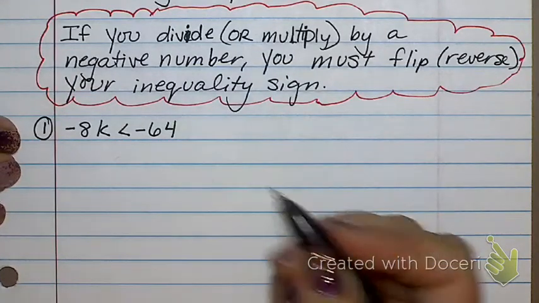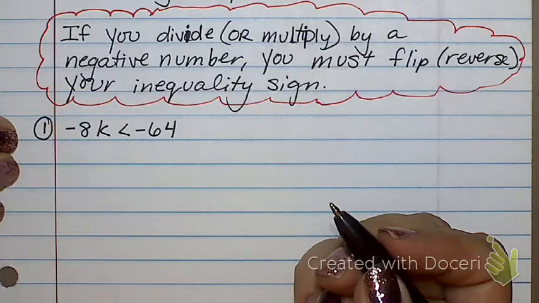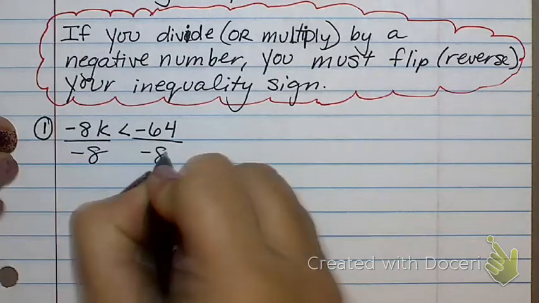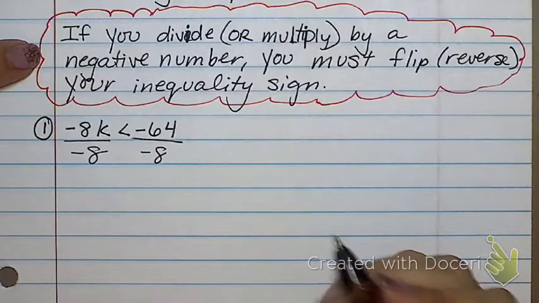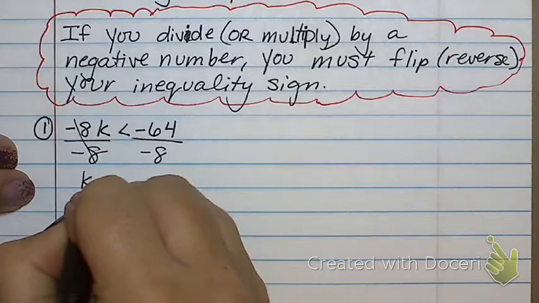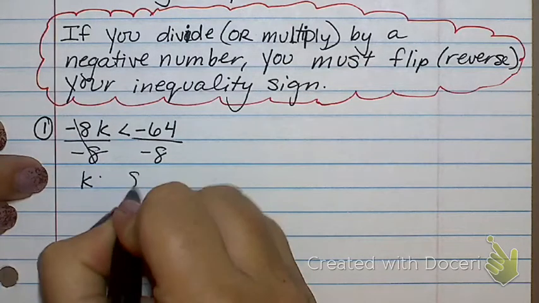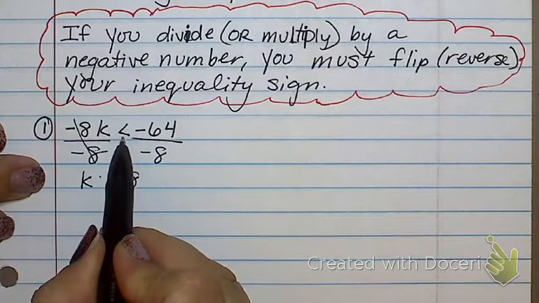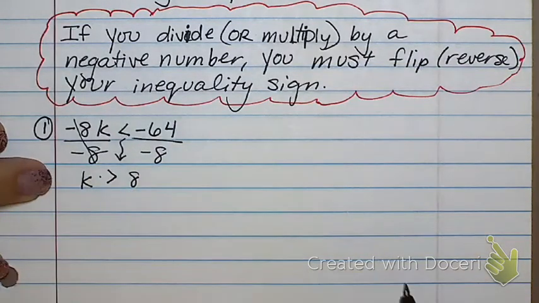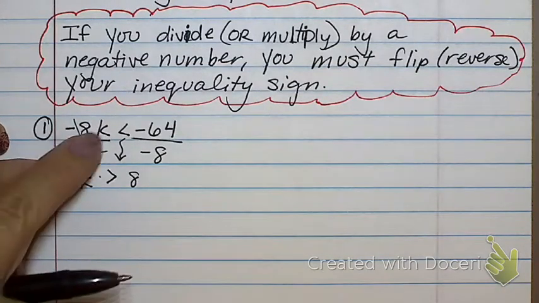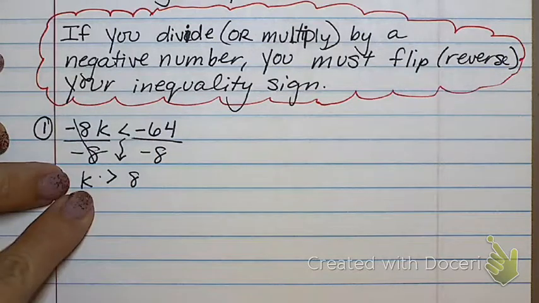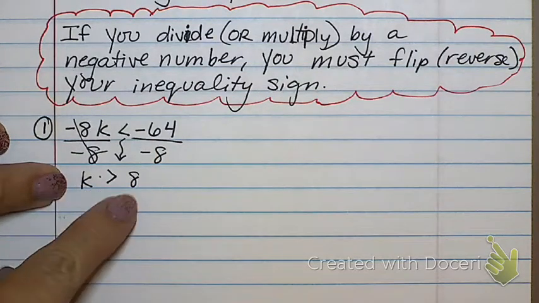All right. How do I get k by itself? Divide by negative 8. This falls into my rule, doesn't it? I am dividing by a negative number. So this problem was less than. I'm going to finish it. k, and then that gives me positive 8. But my less than symbol has to flip. So it's going to become what? Greater than. So in order for negative 8 times k to be less than negative 64, my k value has to be greater than 8.